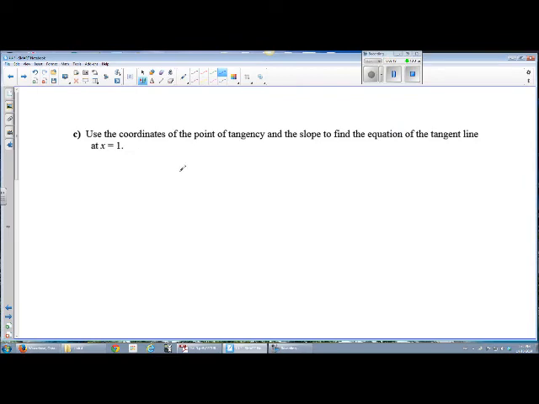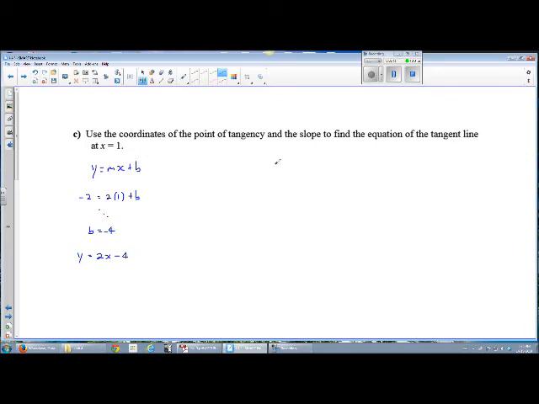So there are a couple of ways we can do it. First of all, we can use y equals mx plus b form. We know the y value is negative 2. We know the slope is 2. x is 1. Solve for b. b equals negative 4. Therefore, y equals 2x, sorry, 2x minus 4.